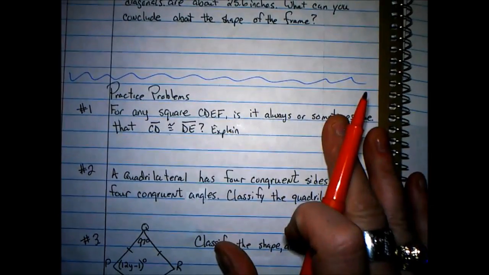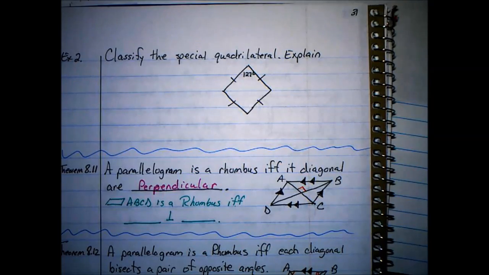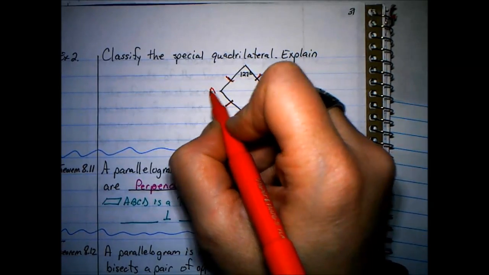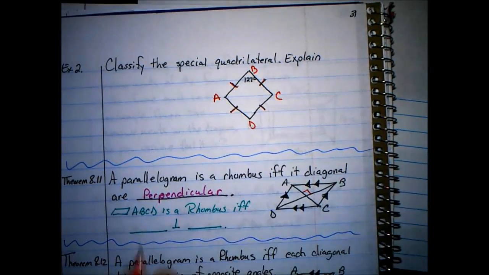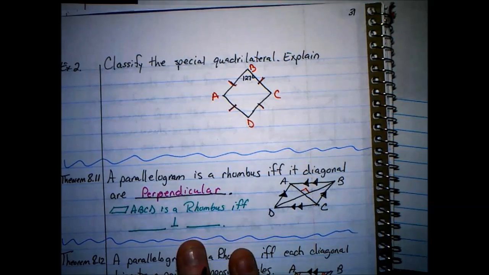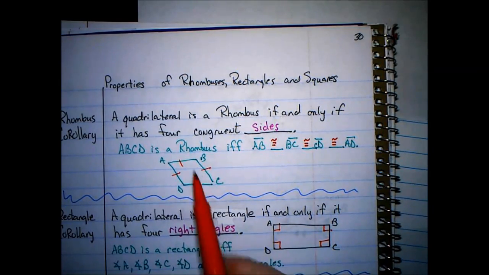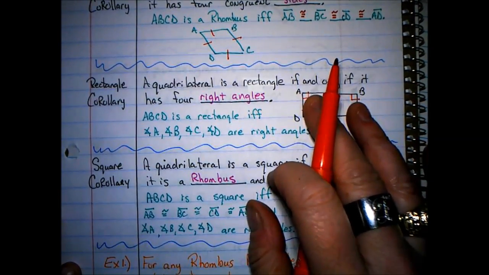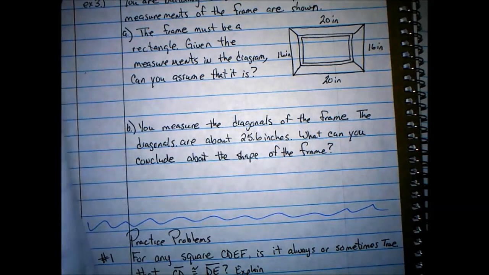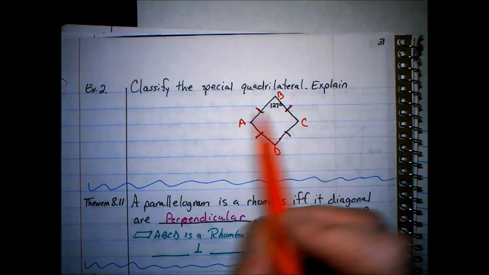Okay. Example 2, they give us a picture and ask us to classify the shape and explain how we know. Well, looking at it, I see that my sides are all congruent. Let me go ahead and put letters on here. Let's say A, B, C, and D. On this, all sides are congruent, so from that aspect, I can say that this is definitely a rhombus. It could also be a square, because in a square, all sides are congruent. So there is a possibility of that case. So I know for sure it's a rhombus.